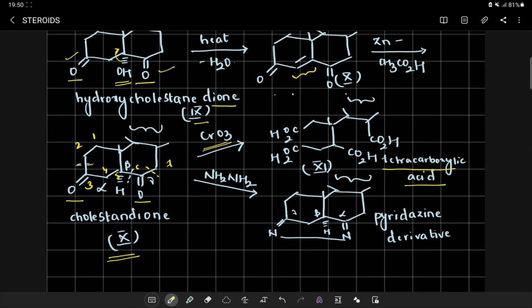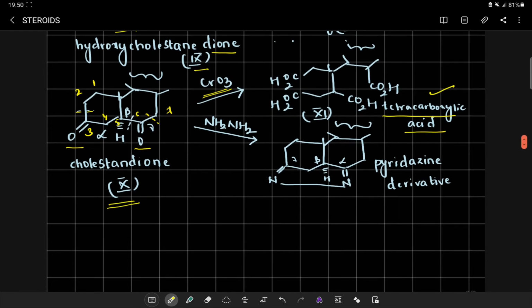With this particular oxidation, we can understand that because there is a formation of a tetracarboxylic acid without a loss of any carbon, the OH group and the double bond systems are present in two different rings respectively. Since we have already established that OH is present in ring A at position number 3, now we can easily say that the double bond system can be present in ring B, C or D.